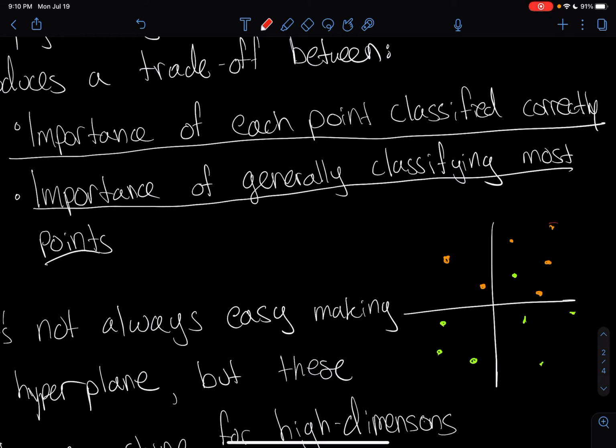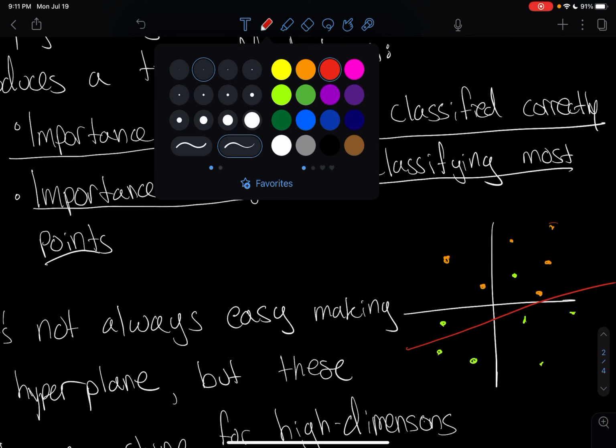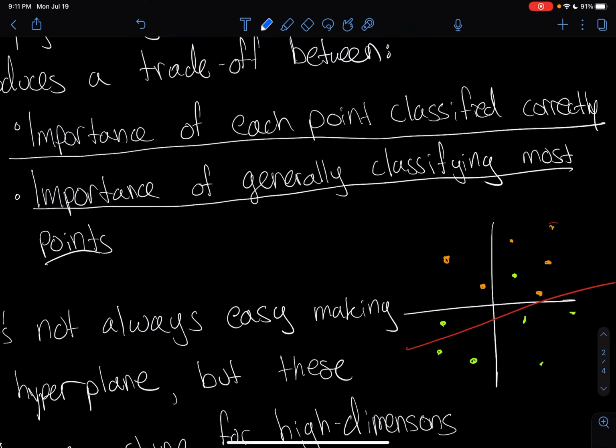So maybe if I just did my hyperplane something like this, right? There's a lot of green below, there's a lot of orange above. Generally, most points are classified correctly. And the reason I might want to do this is because, let's get a different color here. Let's go with blue. Let's say there's a green point here, green, green, green, green. Let's say the average point is somewhere around here.